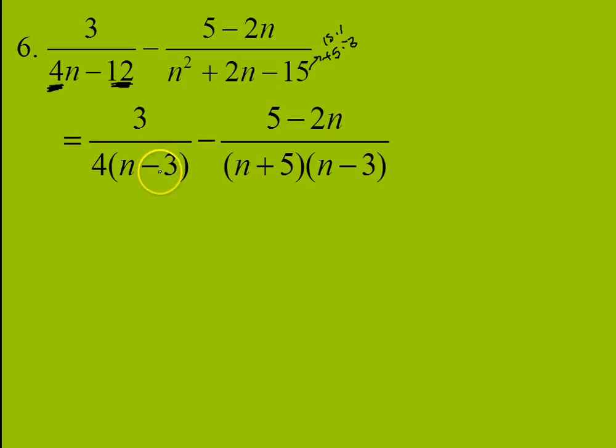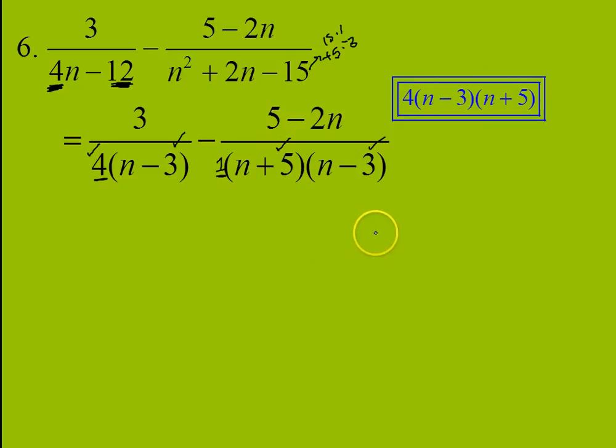Again, common means I have to include everything. So let's look at my numbers first. I have a 4, and there's nothing here, so what is it? I have a 1. So my common denominator is going to be this 4. I have an n minus 3 and an n minus 3, so n minus 3 has to be a part of it. And then there's nothing else over here, but what else needs to be in my denominator? This n plus 5. So my denominator is going to be 4, the n minus 3, and the n plus 5. Again, what's our next step? We need to make them turn into that. The denominators need to turn into that.